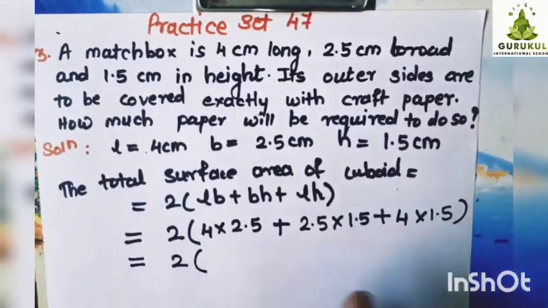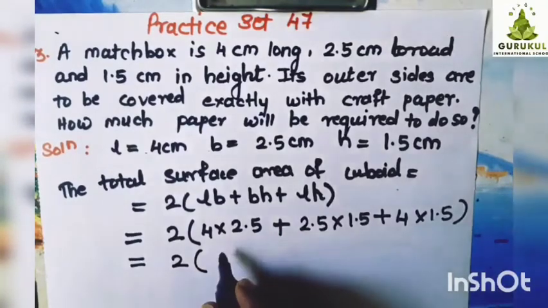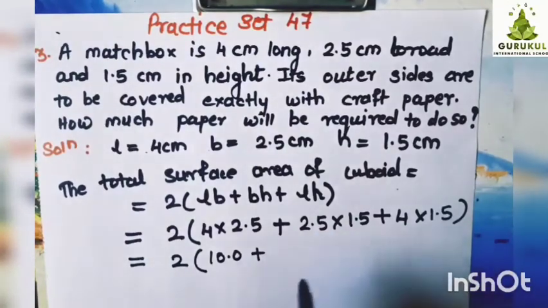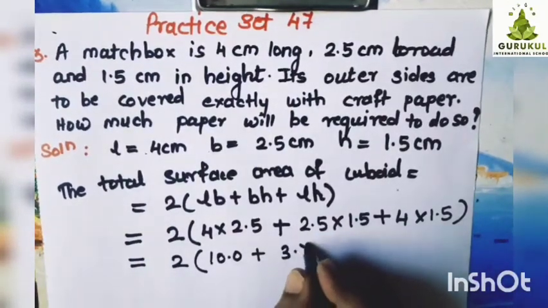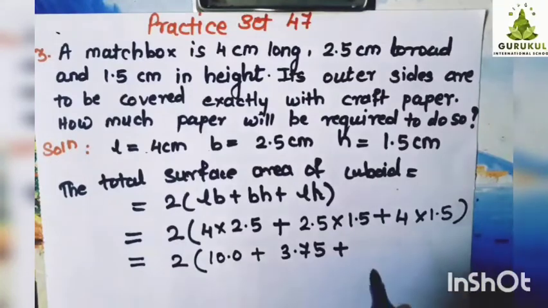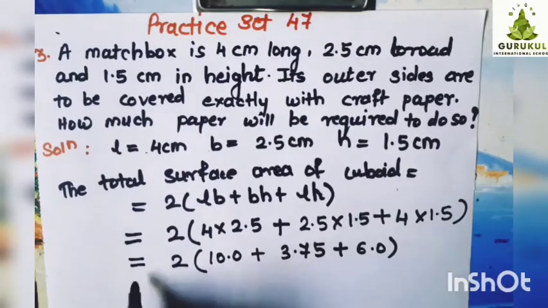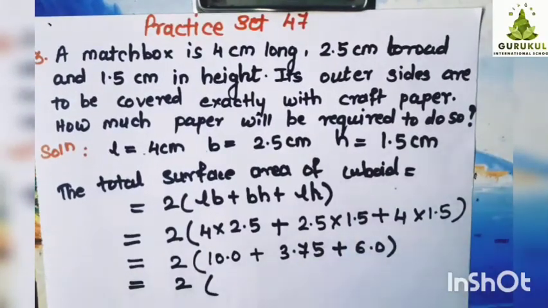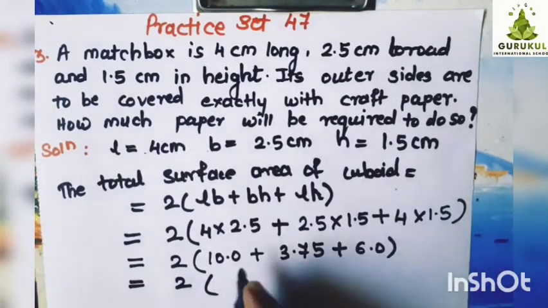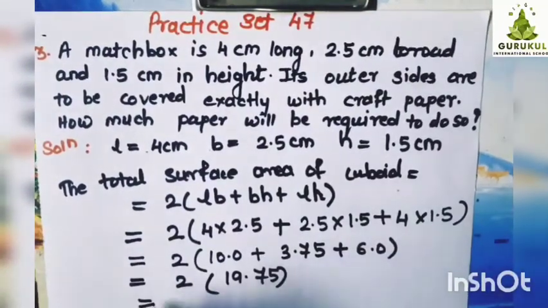2 into bracket, first you have to solve the bracket, correct? So 2.5 into 4 will be how much? 10. It will be 10.0, plus 2.5 into 1.5 will be 3.75, and 4 into 1.5, that is 15 fours are 60, so it will be 6.0. Now do the addition. 10 plus 3.75 will be 13.75, plus 6 will be 19.75.